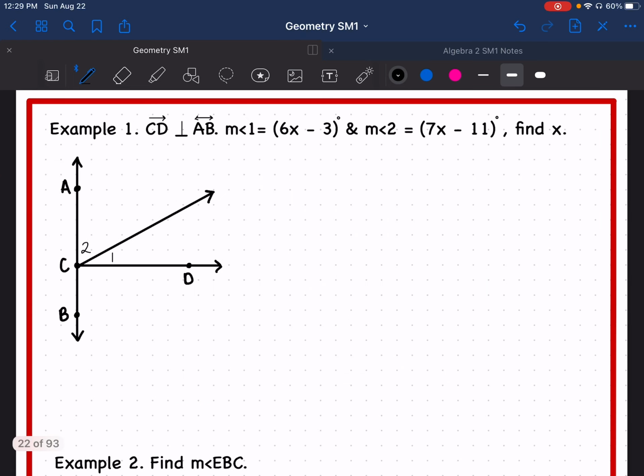All right, I have two final examples for you, just to see if you can use your foldable that we did in class today. So example 1, ray CD. Uh-oh, I haven't seen this symbol. This symbol right here is the symbol for perpendicular.